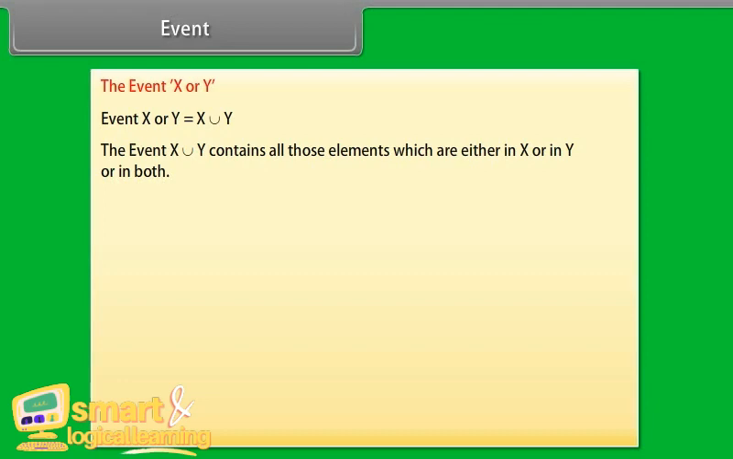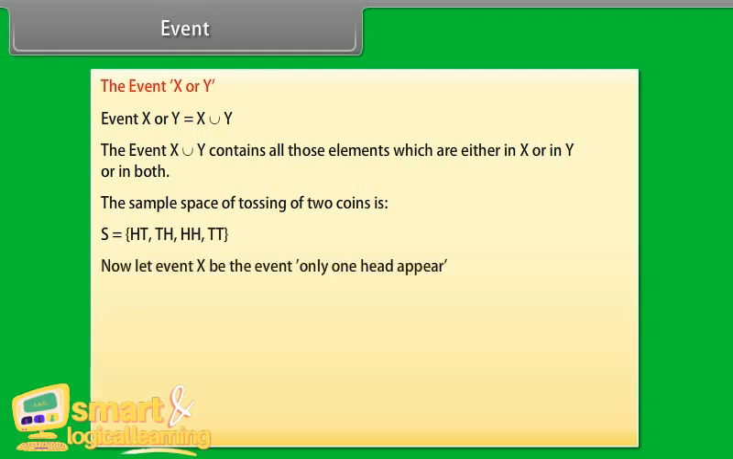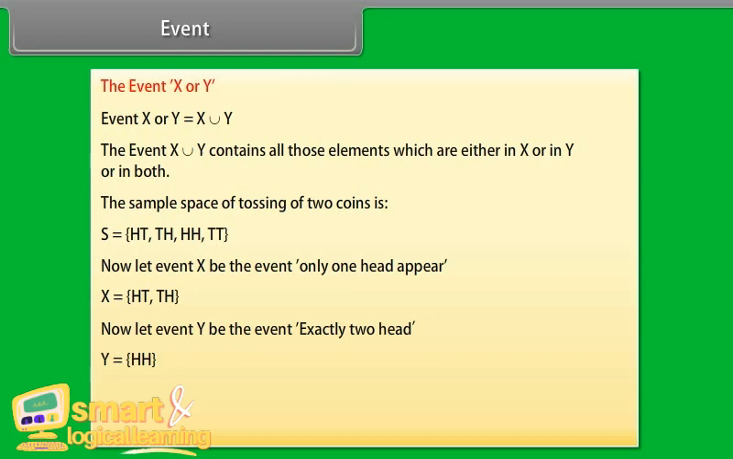To understand it, let's take an example. The sample space of tossing 2 coins is S is equal to {HT, TH, HH, TT}. Now let event X be the event only one head appears. X is equal to {HT, TH}. Now let event Y be the event exactly 2 heads. Y is equal to {HH}. The event X union Y is equal to {HT, TH, HH}.